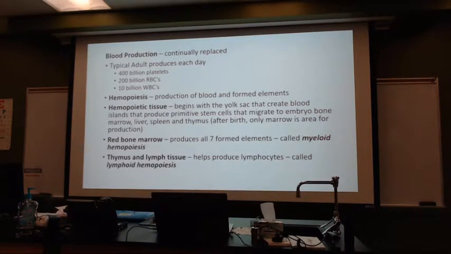So in this system, we have it broken up into a chapter for the blood, a chapter for the heart, and a chapter for the vessels. And so this is making up our cardiovascular system. We are in the chapter about blood.